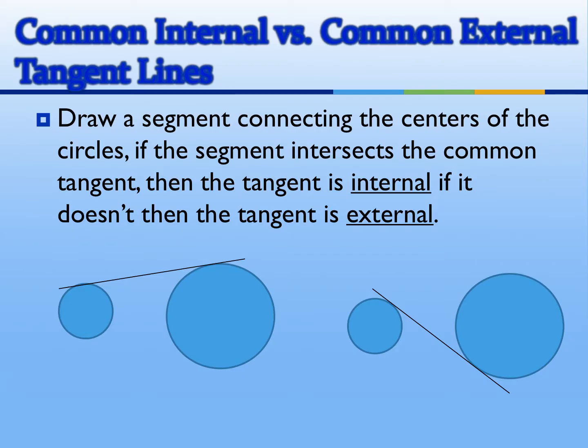Next, we're going to talk about common internal versus common external tangent lines. Now, to determine if a tangent line is internal or external, what we're going to do is connect the centers of the two circles. So I'm going to go ahead and add in my centers here. So I'll draw a center in each of the circles. And then I'm going to make a horizontal line connecting those 2 centers.